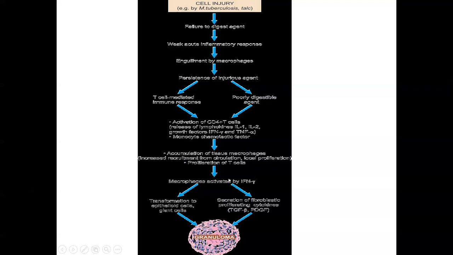This stimulates accumulation of tissue macrophages and proliferation of T cells. Macrophages are activated by interferon gamma. And that causes the transformation of these macrophages to epithelioid cells, and then to giant cell formation. And that is also stimulated by some cytokines like TGF and PDGF. And then in the end, we see granuloma.